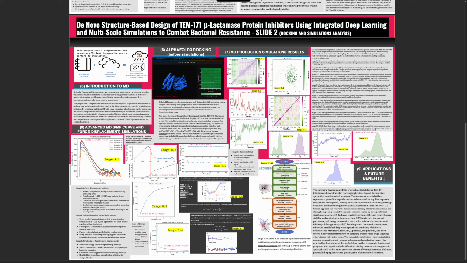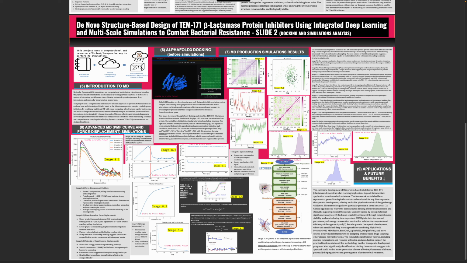And the simulations showed that the inhibitor detaches from TEM171 in a specific step-by-step manner, rather than suddenly breaking away, which is a strong characteristic of well-designed protein therapeutics. The results indicate that the inhibitor achieves both the binding strength and the stability needed for therapeutic applications, whilst also maintaining the specific interactions required to block TEM171's ability to break down antibiotics.